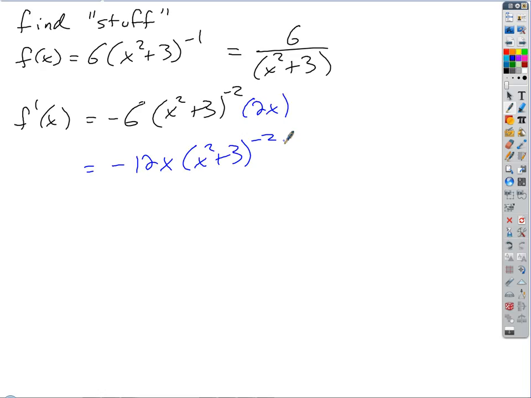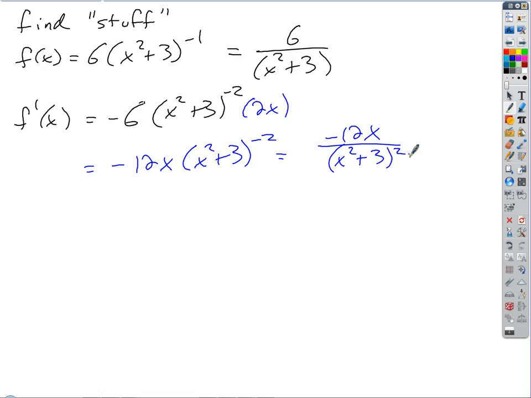Let's go ahead and write that as a quotient also. So we'll write that as -12x over x squared plus 3, squared. Where'd you get the 2 from? Because we have to differentiate what's inside by the chain rule, right? Okay. So there's our first derivative.